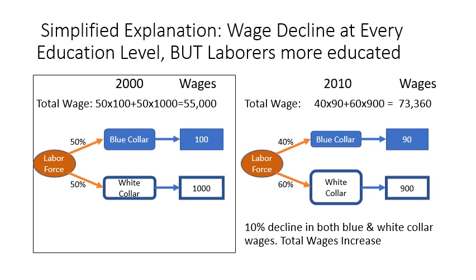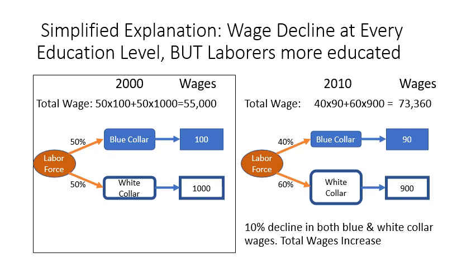These are hypothetical figures. Suppose that the labor force is divided into half and half, blue and white collar. The blue collar workers earn 100 and the white collar workers earn 1,000. Then the total wages come out to be 50 times 100 plus 50 times 1,000, which is 55,000. Now suppose as time changes, more people decide to get educated. So we have now 60% white collar and 40% blue collar.